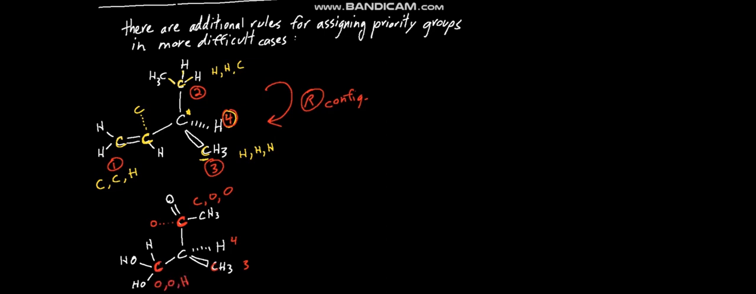So here is our group 1, 4, 3, 2. As we're looking at it, it's 1 to 2 to 3 counterclockwise, S configuration. So that's pretty much most of it.